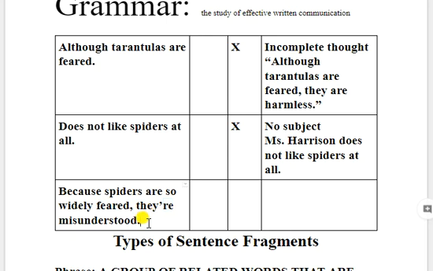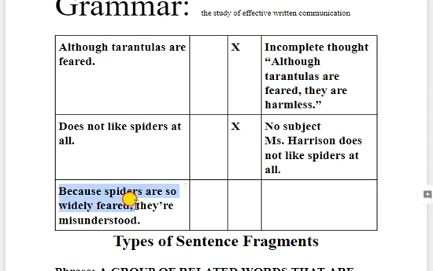Now, as a sentence, does this whole thing make sense? Because spiders are widely feared, they're misunderstood. Yes. Now, if I had stopped here, because spiders are so widely feared, then we would have a fragment. It would be very similar to this one. Although tarantulas are feared, because spiders are widely feared, okay? That would be a fragment on its own. But see how we fixed this one up here? Although tarantulas are feared, they are harmless, okay? It's very similar sentence structure here.